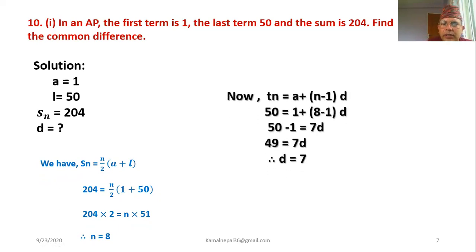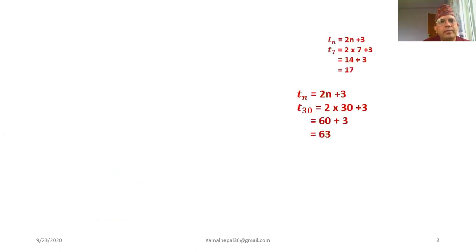To find your common difference, Tn is equal to A plus (n minus 1)D. Tn is equal to 50, A is 1 plus (n is 8 minus 1)D, so 49 is equal to 7D, and D is equal to 7. So D is equal to 7. It is only solving. First, find out these terms from your equation. First, find out this one. Then you can solve this by using your formulas.